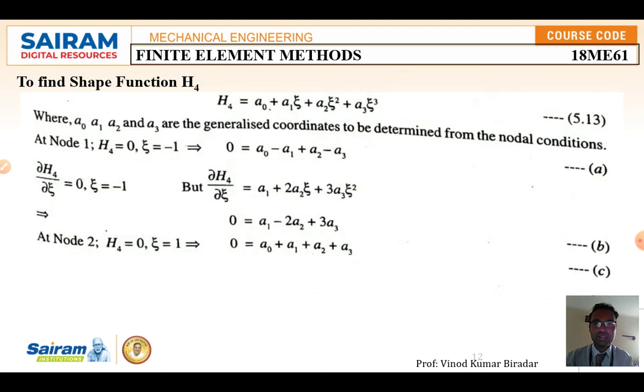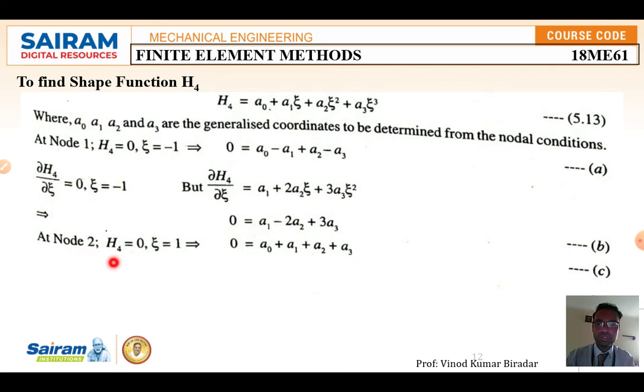Similarly, you have to find the shape function for h4 also. Here also it belongs to node number 2. So assume this displacement polynomial function and apply the boundary conditions at node number 1 and at node number 2. At node number 1, h4 is equal to 0 at zeta equal to -1; calculate, and you are going to get the A equation. Again apply the boundary condition on dou h4 by dou zeta, and you are going to get the B equation.